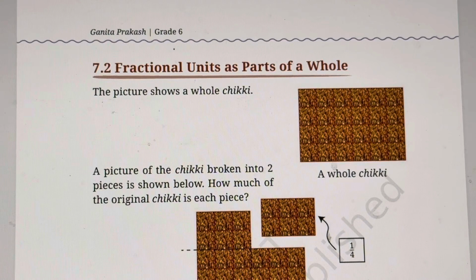So here a picture of a whole chickpea is given. You can see a picture given over here. A picture of the chickpea broken into two pieces. Below, how much of the original chickpea each piece is. Right? So they have asked a question.